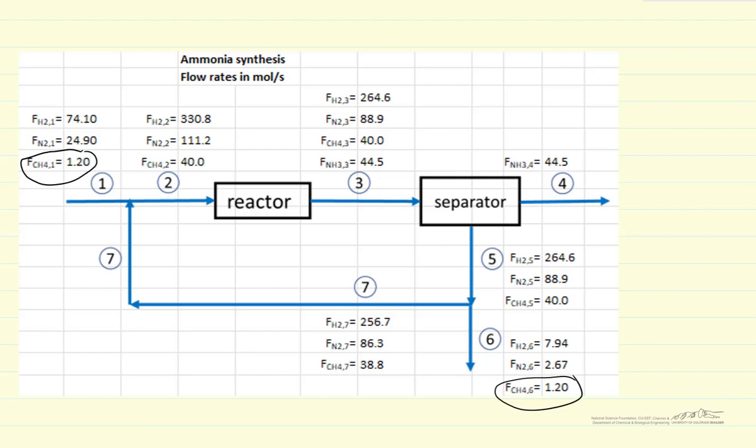So you can see we're losing some of our feed, some of our hydrogen, some of our nitrogen in order to be able to run this at steady state. And you see we're recirculating a significant flow rate of methane through the reactor in order to not lose too much of the hydrogen and nitrogen.